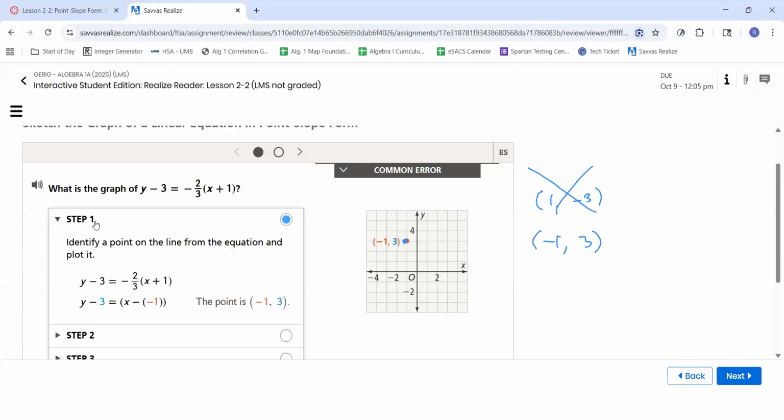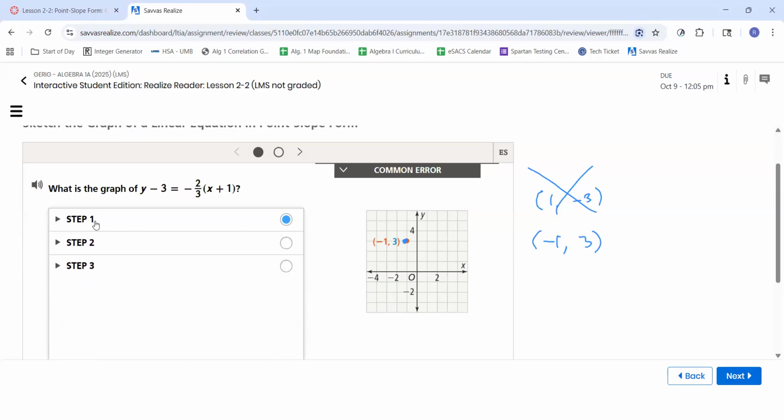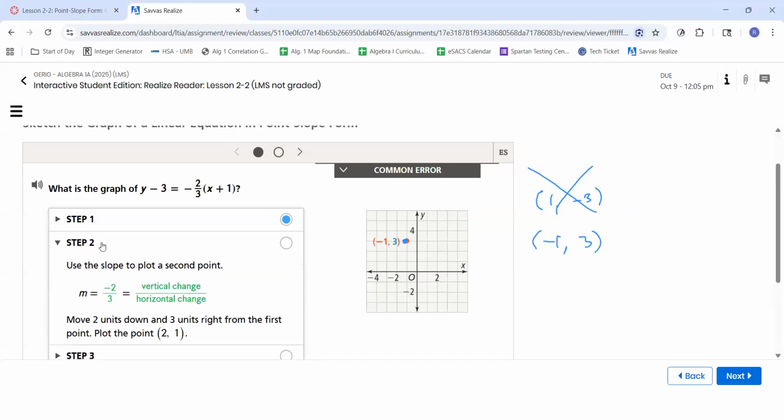So you're identifying the point from the equation, and you're looking at what's connected to x and the opposite of that, and what's connected to y and the opposite of that. That's the point. Step 2, just use your slope like we did with slope-intercept form. My slope is -2/3, so I'm just going to go down 2, right 3, from that point that I just plotted. There's my second point. Okay, and there it is. And then you just draw your line, and you're done.